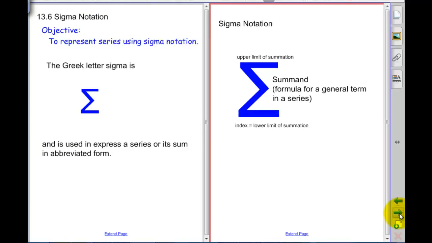Four key parts to it. What's called the summand, the thing inside the sigma symbol. The index, which is your variable. That's your independent variable like in functions. Lower limit and upper limit. Right?